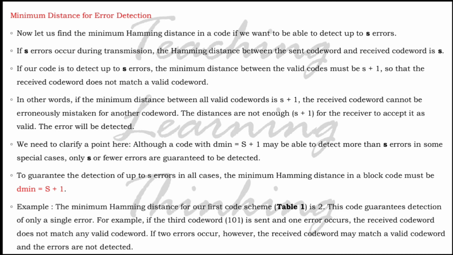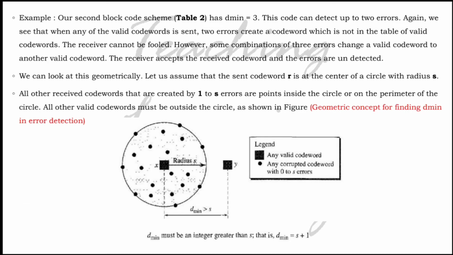For example, if the third code word 101 is sent and one error occurs, the received code word does not match any valid code word. However, with more errors the received code word may match a valid code word and the errors are not detected. For example, our second block code scheme, table 2, has dmin equal to 3, and the code can detect up to 2 errors.